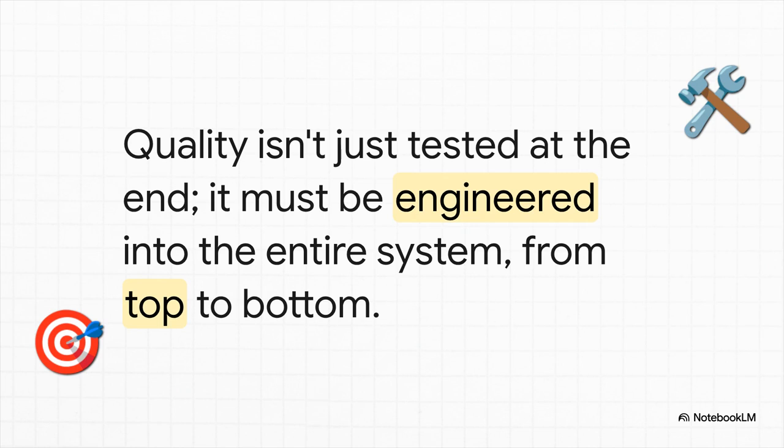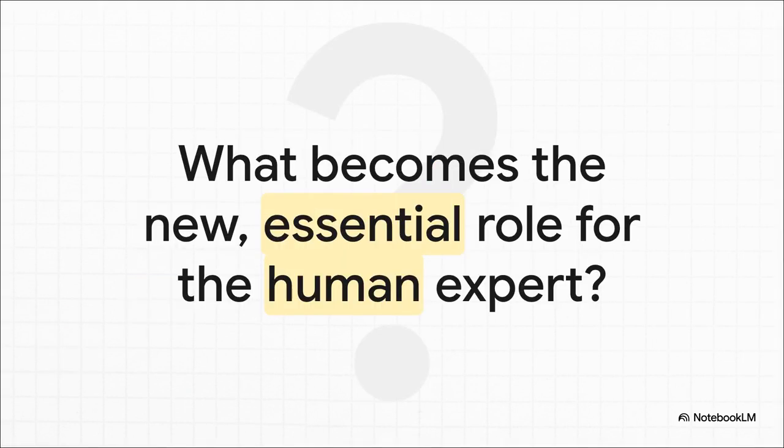So, if there's one thing to take away from all of this, let it be this: quality isn't something you just check for at the end of the process. It's something you have to engineer into the system from the very beginning. It has to be a core part of every single layer of your stack, from the first line of code to the final deployment. And that leaves us with a pretty fascinating question to ponder.